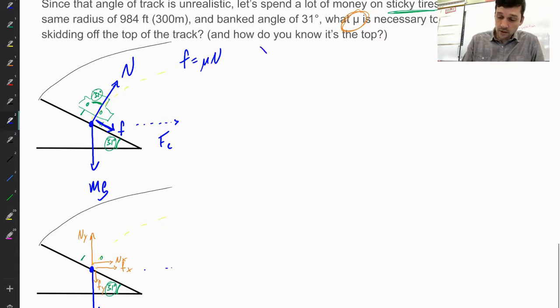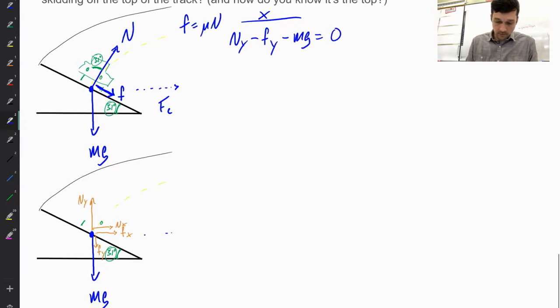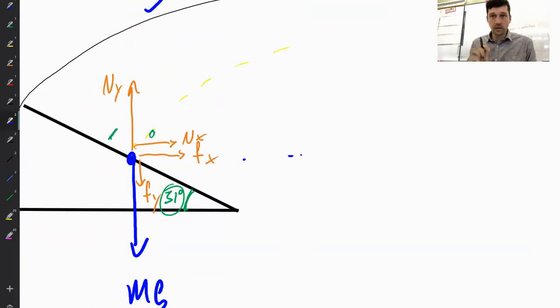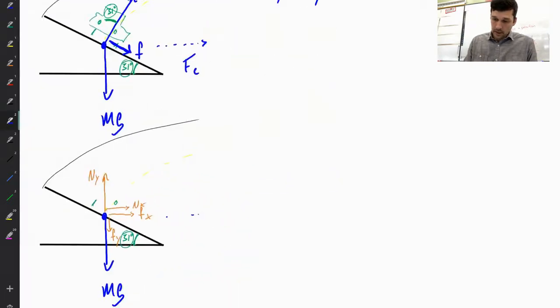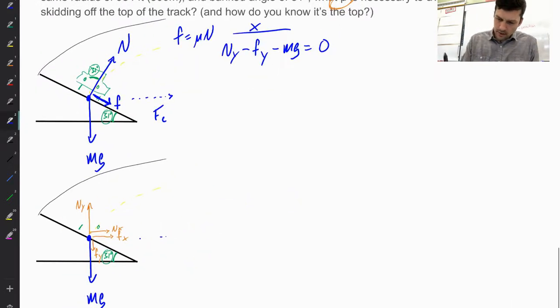But let's start out with the y direction. At least in the y direction, those forces add up to 0. So we've got the normal force in the y direction, minus the friction force in the y direction, minus mg equals 0. All right, because we've got normal force in the y direction up, friction's y force down, and mg down.